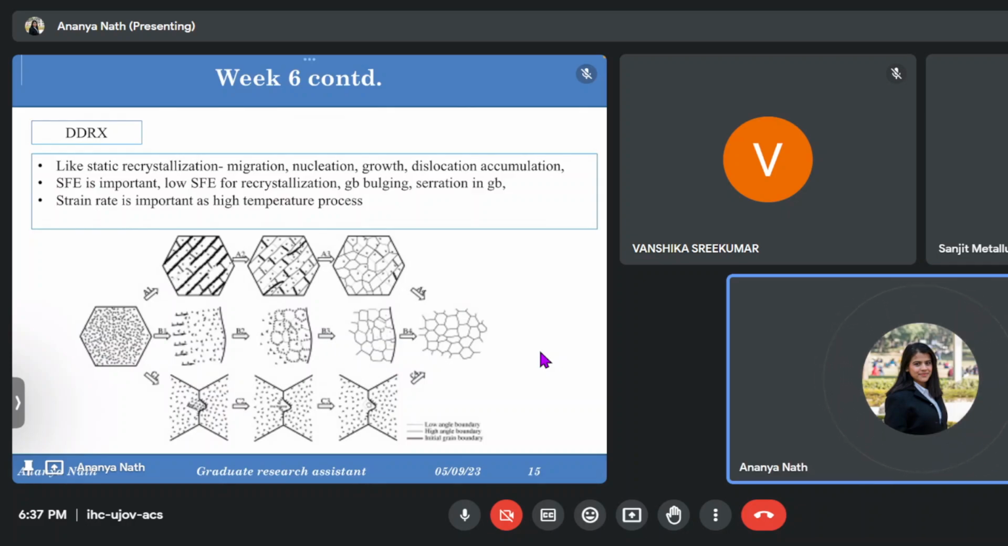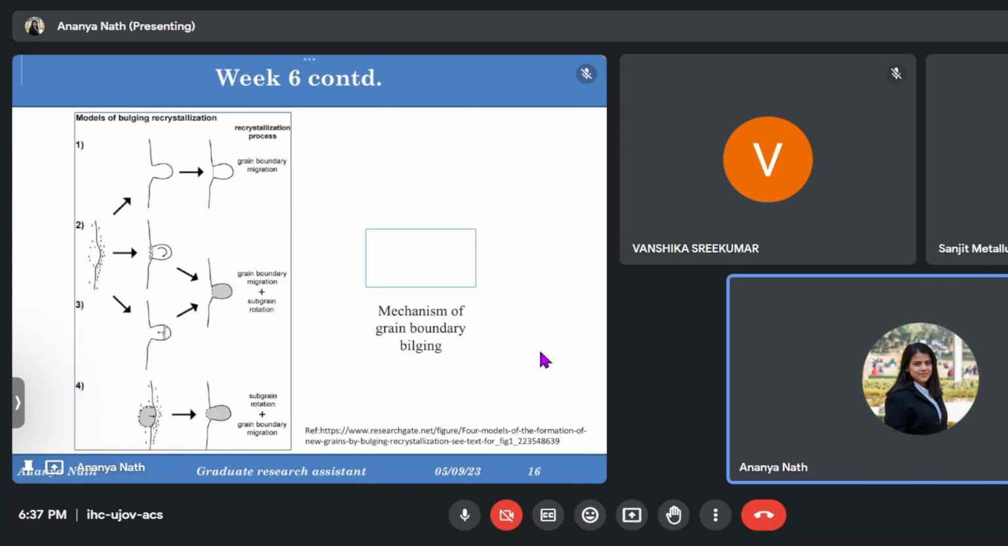So for bulging, it's like this. This was the initial state, this was the grain boundary, where this side was the low and this side was the high dislocation zone. Meaning in the left portion, the density of the dislocation is very high, and in the right portion the dislocation density is very low.